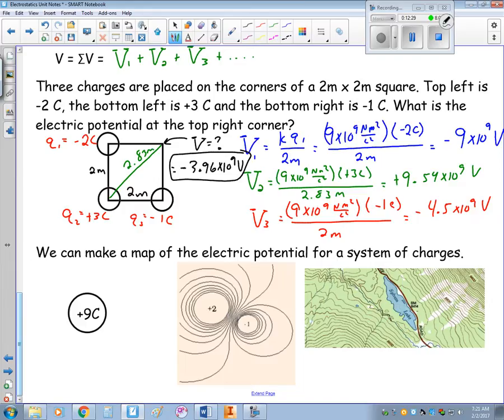What about the potential difference? What would I compare that to? Well, what I could compare this to is this position and some position that is infinitely far away. As r becomes closer to infinity, the voltage drops to 0. So the potential difference, if I compare between this point and infinity, would be the same value: negative 3.96 times 10 to the ninth.